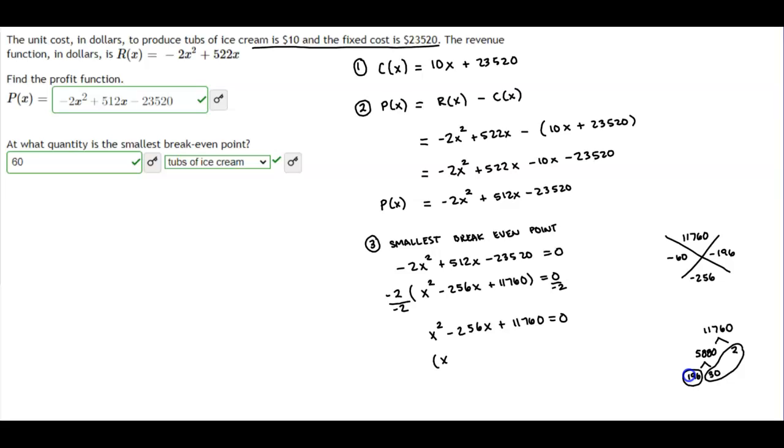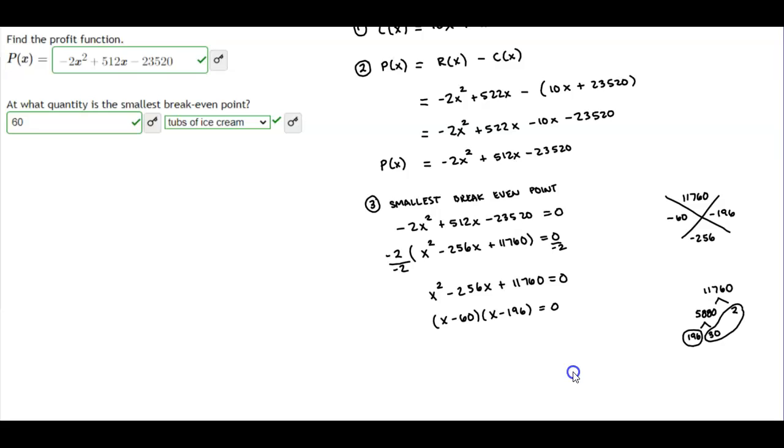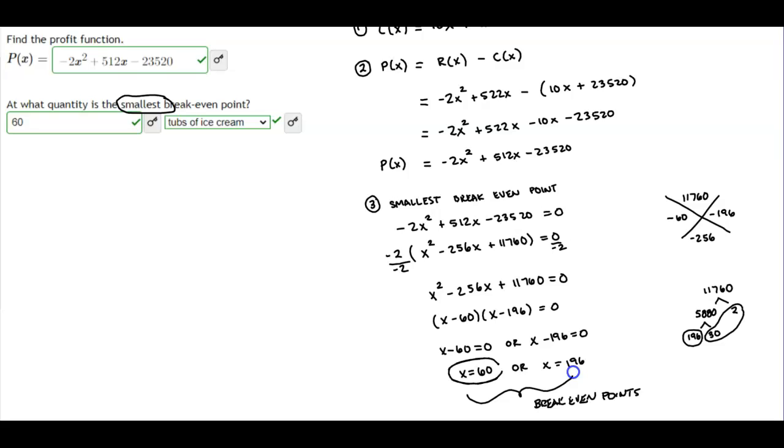So now we can factor. We have x minus 60 times x minus 196, which is equal to 0. So we have x minus 60 equals 0, or x minus 196 is equal to 0. If we solve for x, we get x equals 60, or x equals 196. So these are our break-even points. Okay, and it's asking for the smallest. So the smallest break-even point is 60.